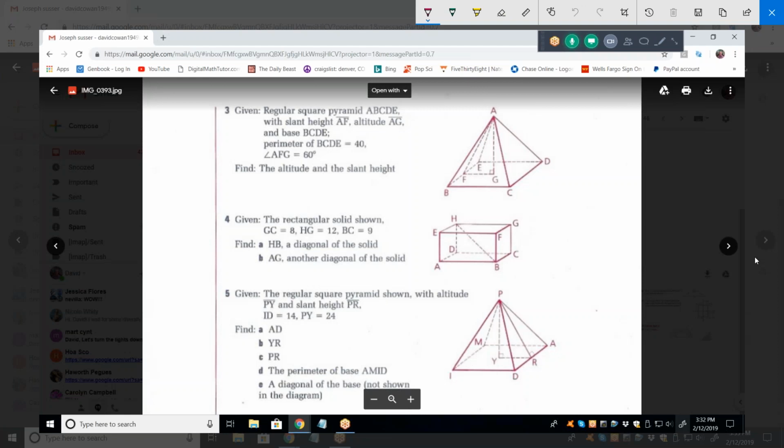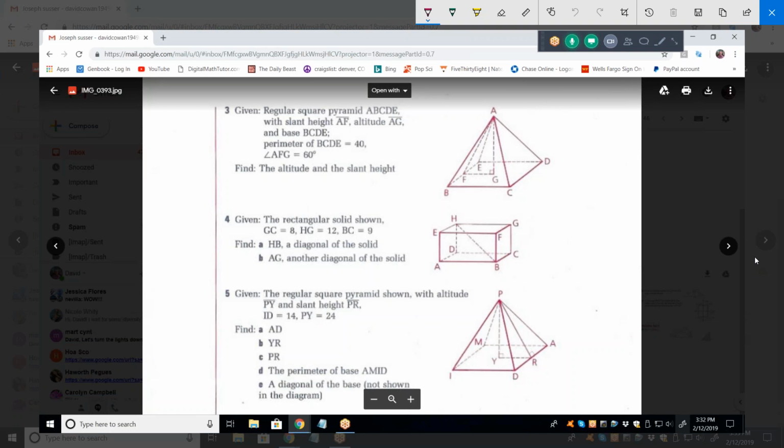All right, so this is a regular square pyramid with a slant height, AF. Notice the slant height is always the bisector. In other words, it's not AB. It's kind of like an apothem. You know what an apothem is? No, not yet.